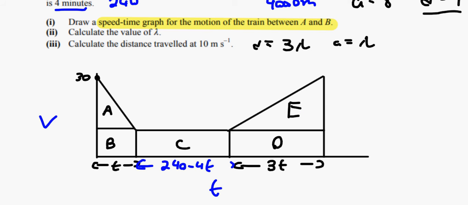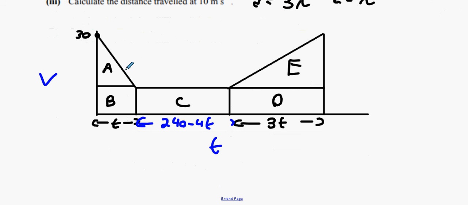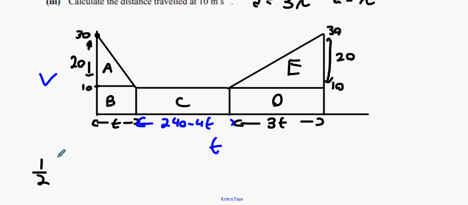So let's start off with the area of A. What's the area of A? 20, because that's 10. That's 10. That's 30, which makes this 20. All right, let's start off with A. What's the area of A? A half what? T times 20. What's the area of B? 10 up, T across, so it's going to be 10T.